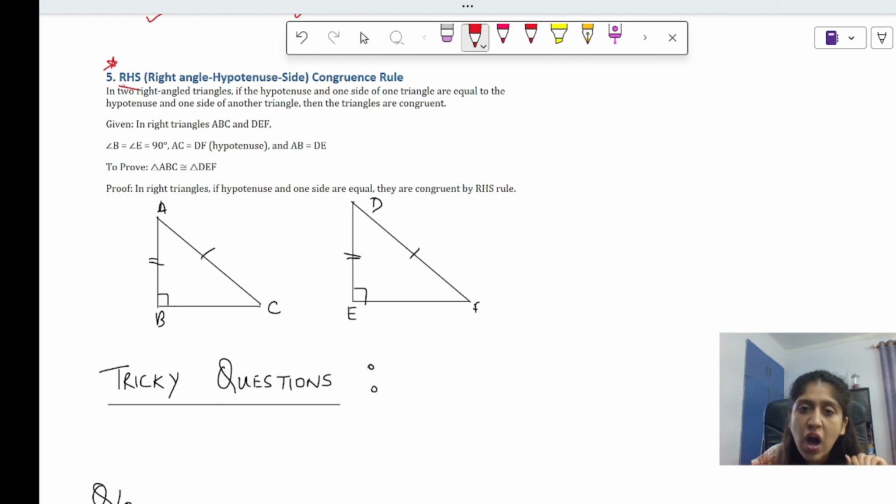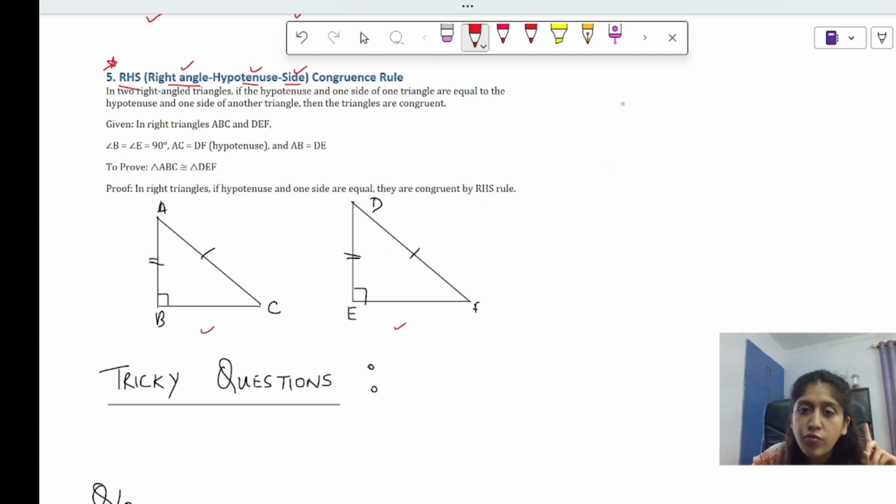Okay? So RHS rule क्या होता है? RHS is right angle, hypotenuse and side. I hope all these words are clear. Right angle is angle. Hypotenuse is again a side and then a side. I'll tell you what is this rule. Alright. We have again 2 triangles. And these 2 are right angle triangles, I hope. So RHS rule.